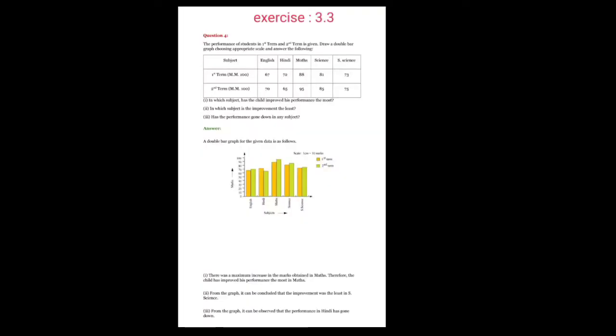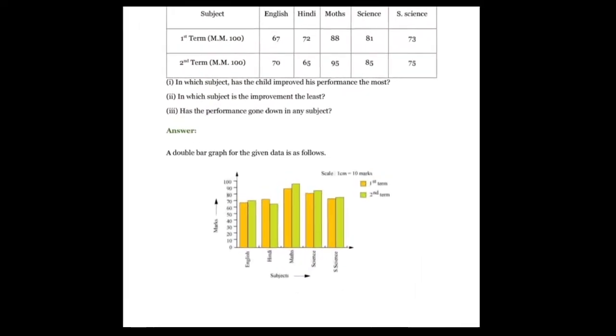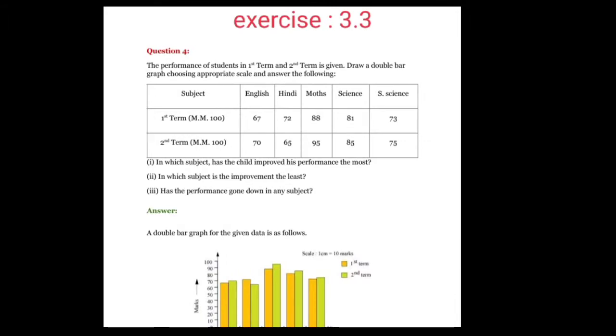Hello students, standard 7th English medium, exercise 3.3, question number 4. The performance of the students in the first term and the second term is given. Draw a double bar graph, choose an appropriate scale and answer the following questions.